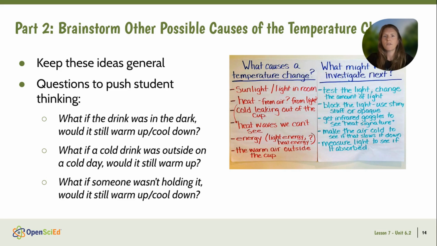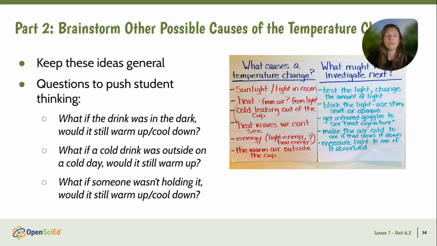Second tip for this is when you're making these class posters, just keep the ideas general. You don't need to have really detailed ideas here. For example, you don't need students to explain what exactly they think light might be doing or not doing. Just putting on there that we think light might affect it is fine.